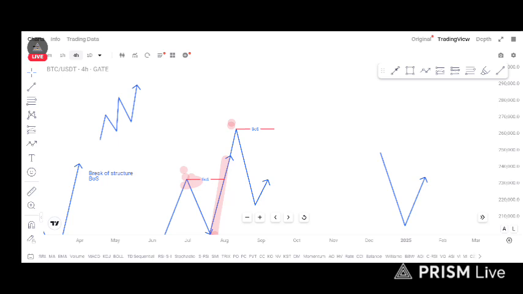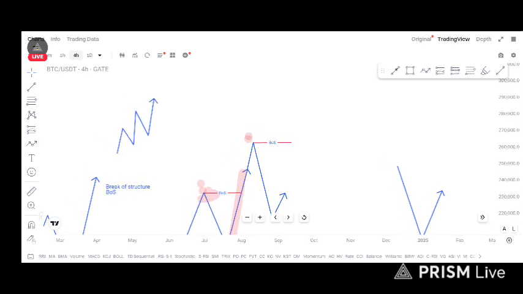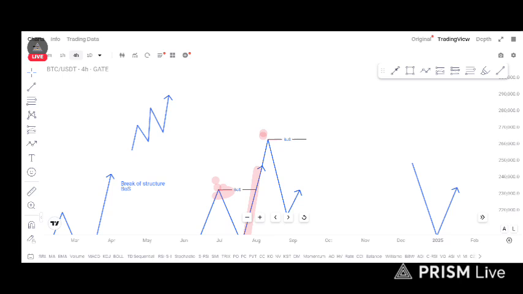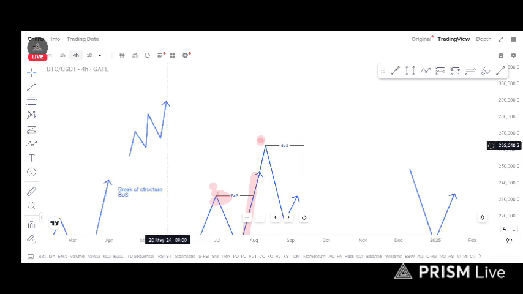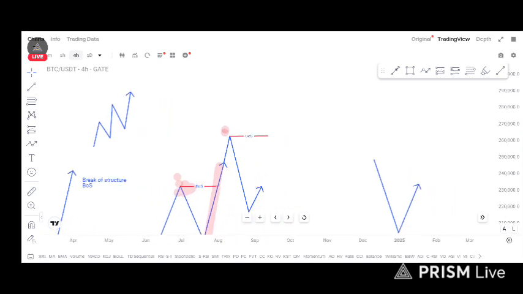Now we are anticipating this high to be broken, because in an uptrend you are going to see the highs breaking and the lows being protected. In an uptrend what you are expecting is market to be taking out the highs, breaking the highs and going, and not breaking the lows. That's what you are going to be anticipating.